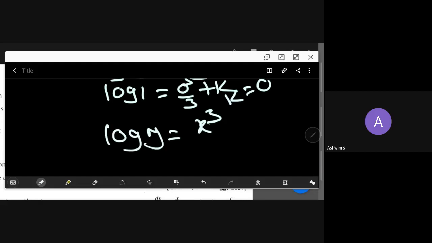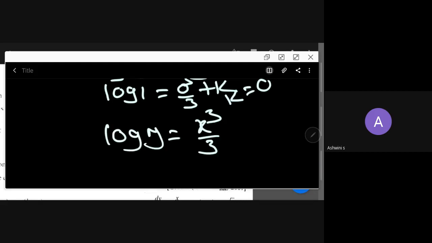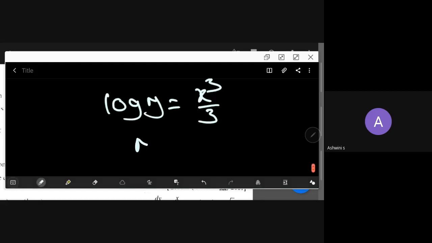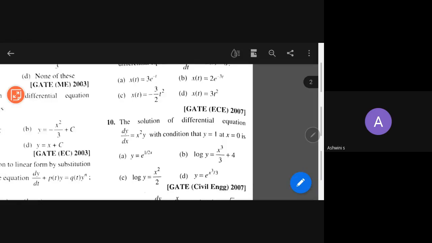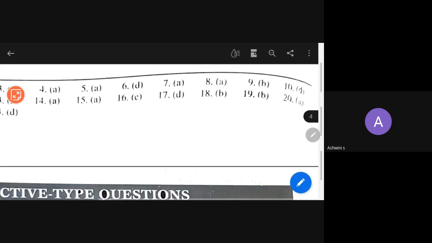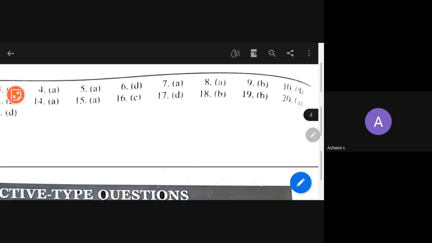So y is equal to e power x cube by 3. D is the answer. 10th question, D is the answer.